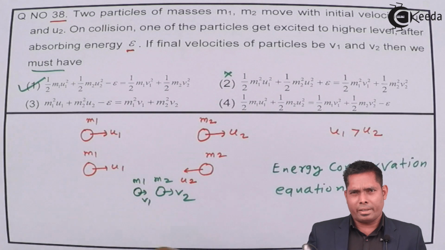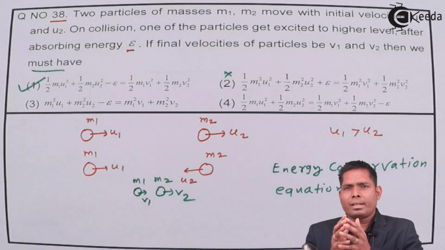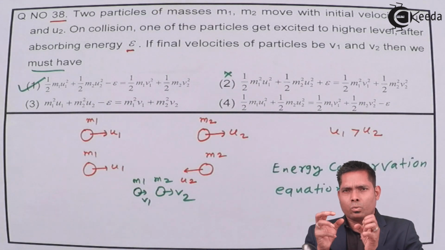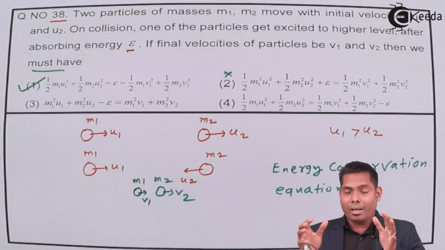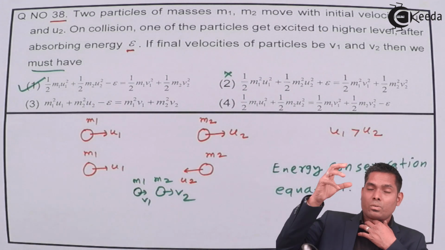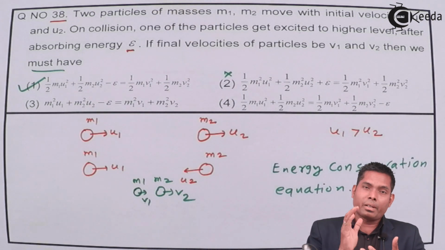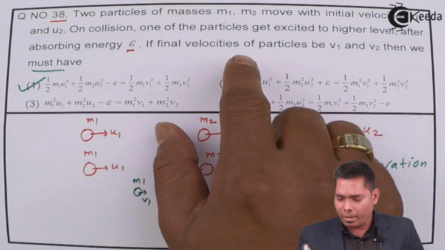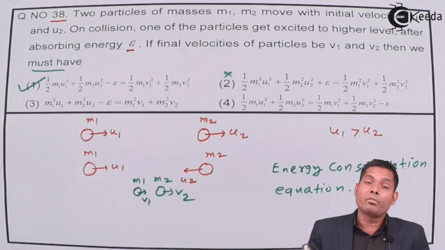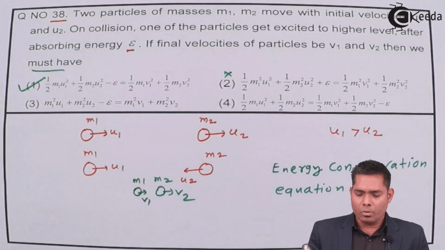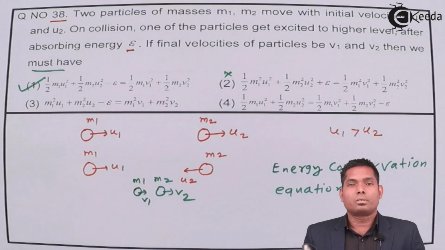Here we must note that you have to equate the energies. Initial energy has to equal the final energy, and the final energy appears in the two objects as kinetic energy, and one is excited to some level, and that energy is also required. Apart from the energy they possess, some energy is required to lift one of the particles, and that energy is also provided from the initial energy. Therefore option 1 is the correct answer to this question. Okay, thank you.